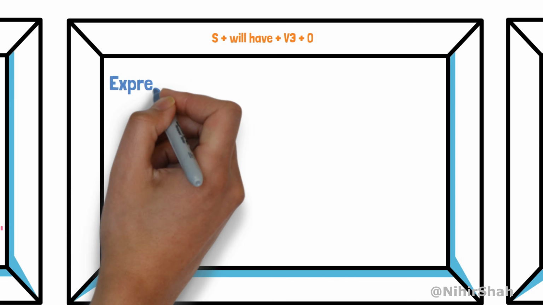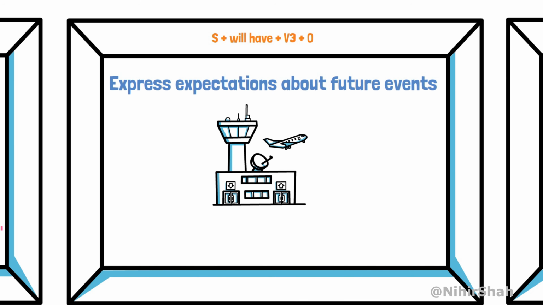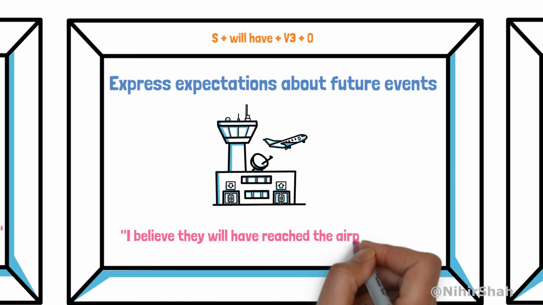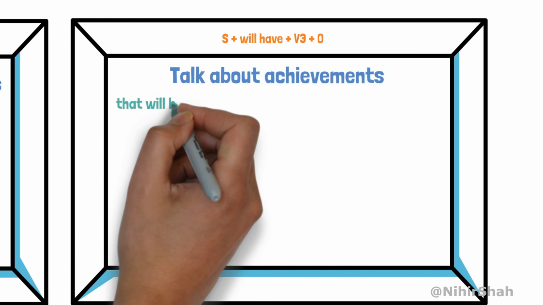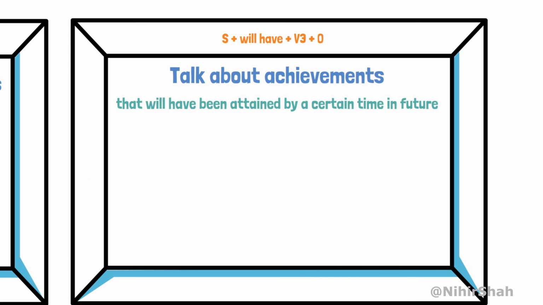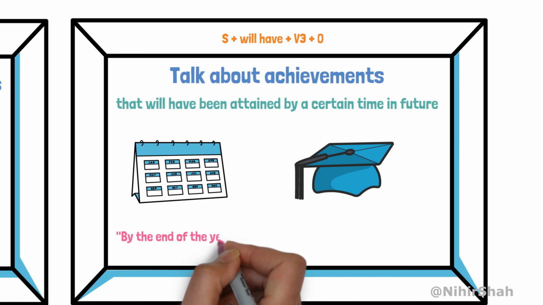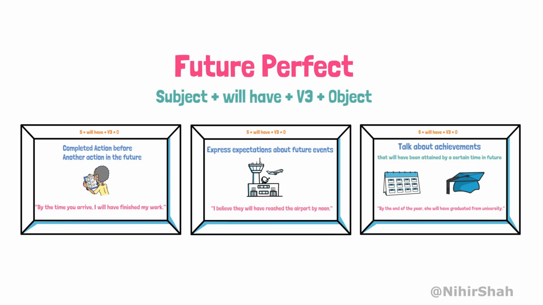Number 2, to express expectations or assumptions about future events. I believe they will have reached the airport by noon. And number 3, to talk about achievements or accomplishments that will have been attained by a certain time in the future. For example, by the end of the year, she will have graduated from the university. So, the future perfect tense helps to convey the idea of actions that will be finished or accomplishment that will have been attained by a specific time or event in the future.